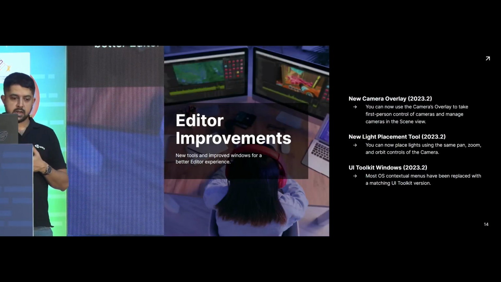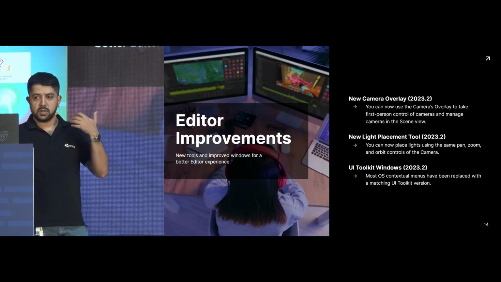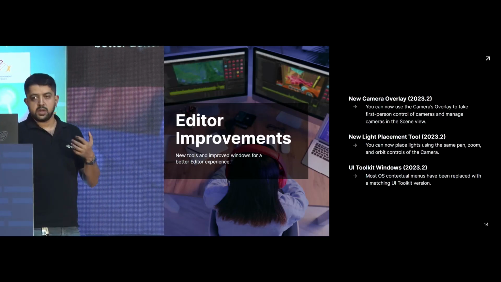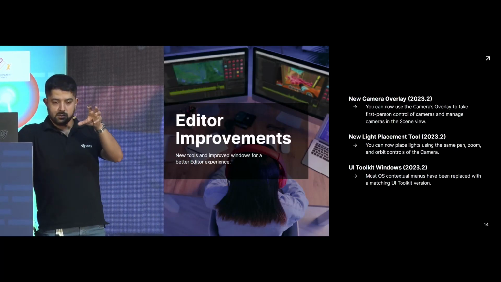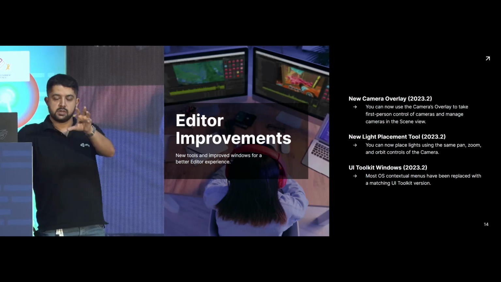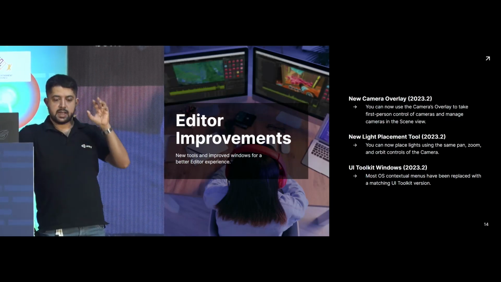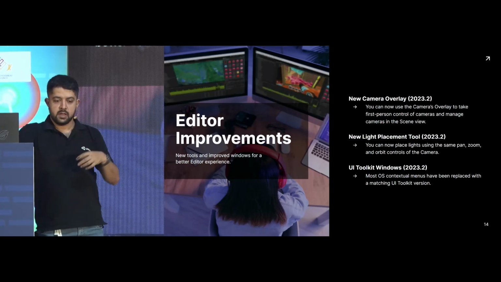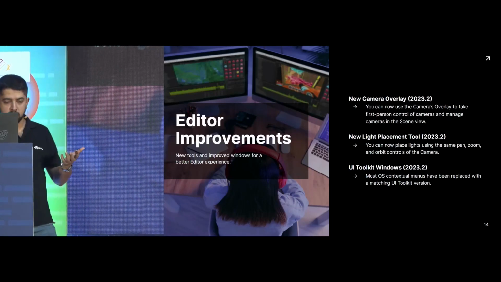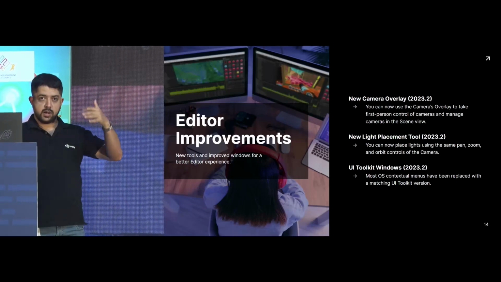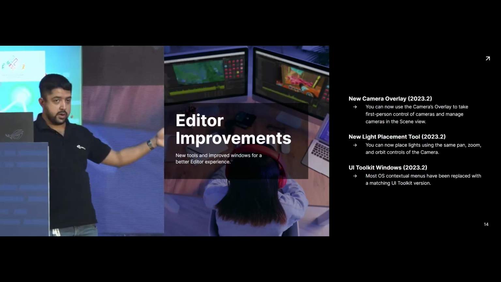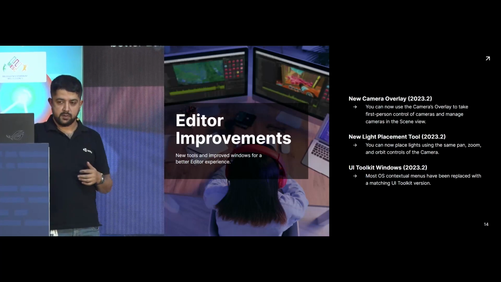So the first thing that I want to talk about is there are some improvements to the editor. There is now a new camera overlay. You can take first person control of the cameras and manage cameras in the scene view itself. We have new light placement tools, and you also have the UI Toolkit windows that were added to 2023.2. These are all already available in Unity 6 preview.